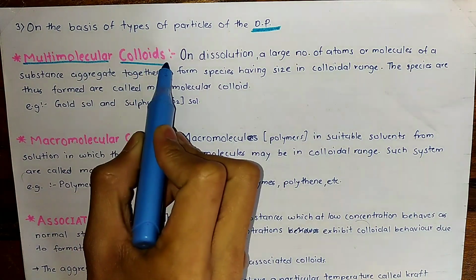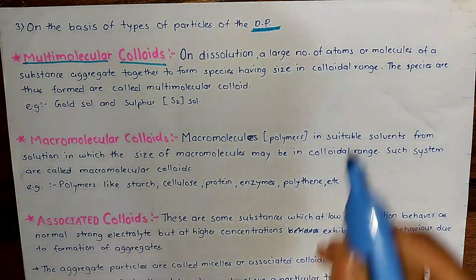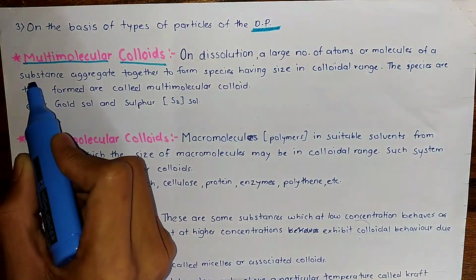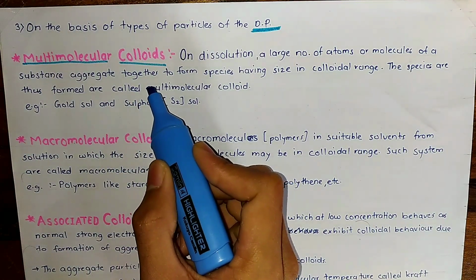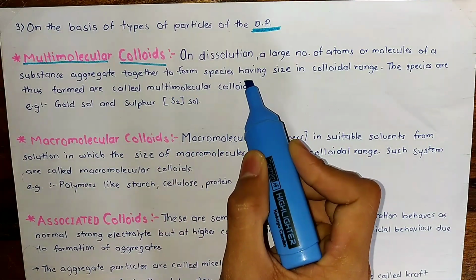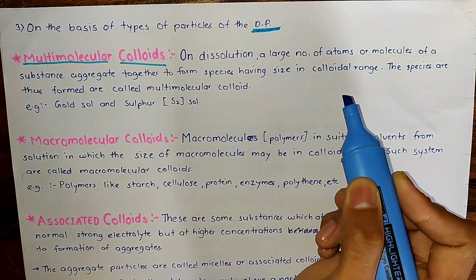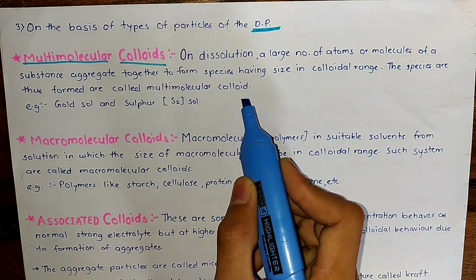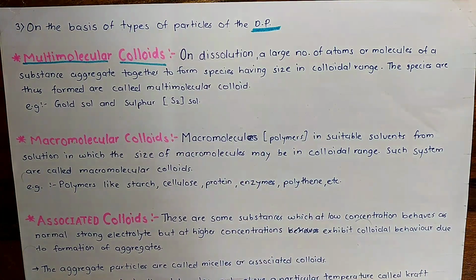In these solutions, a large number of atoms or molecules of a substance aggregate together to form species having size in the colloidal range. The species thus formed are called multimolecular colloids. Means in these solutions, a large number of atoms or molecules of a substance aggregate together.